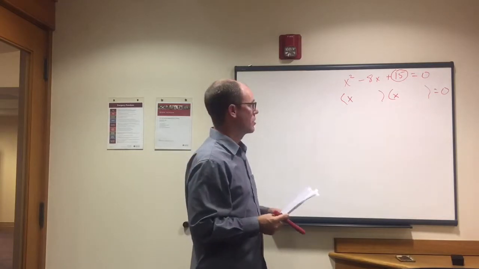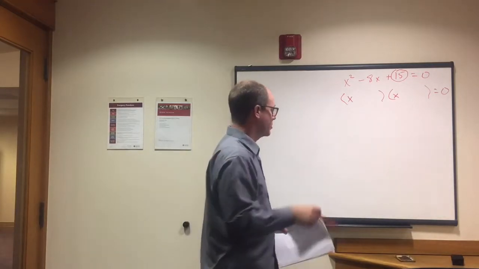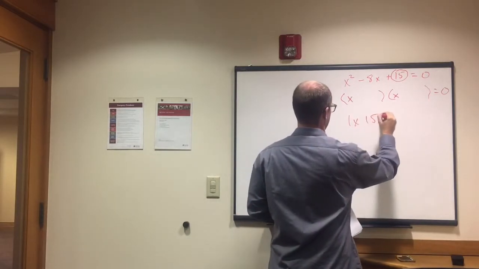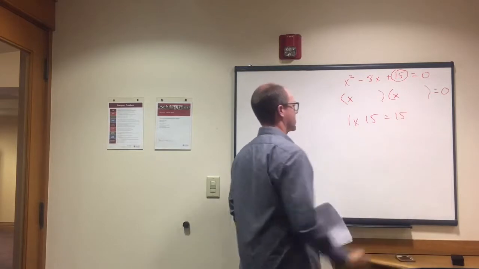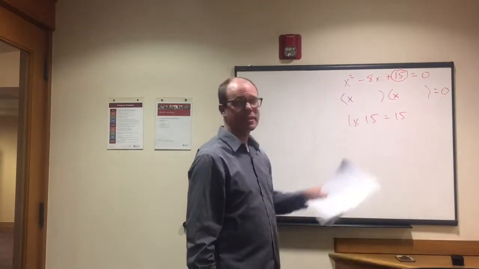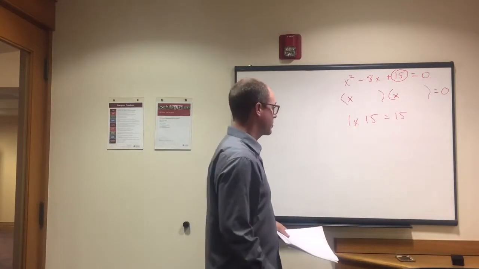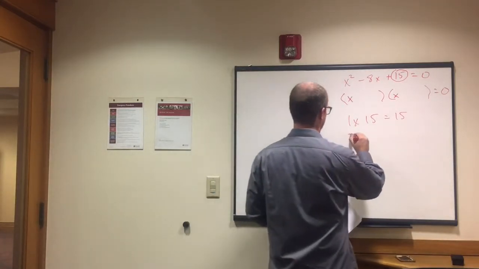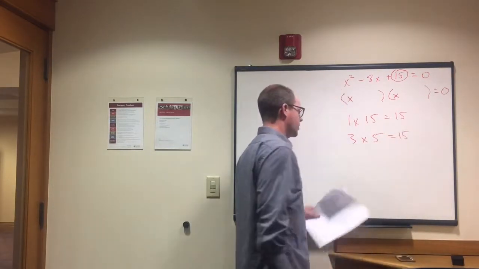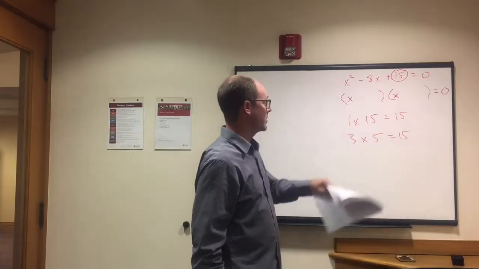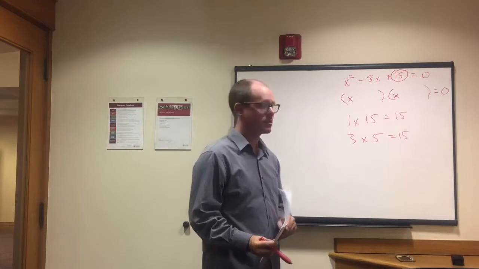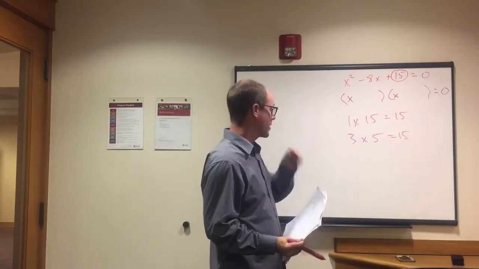Okay, so with 15, there's really only two ways. Here's the ways we can get to 15. 1 times 15 equals 15, right? But when you add 1 and 15 together, you get 16, and we need to get negative 8. So that one's no good. 3 times 5 equals 15, right? But when we add 3 and 5 together, we get 8.